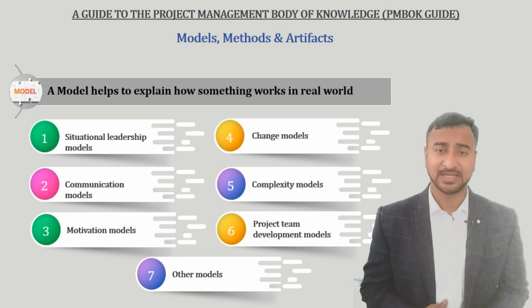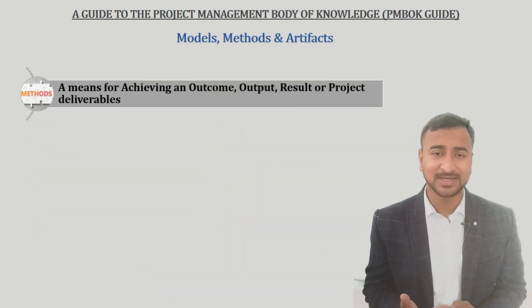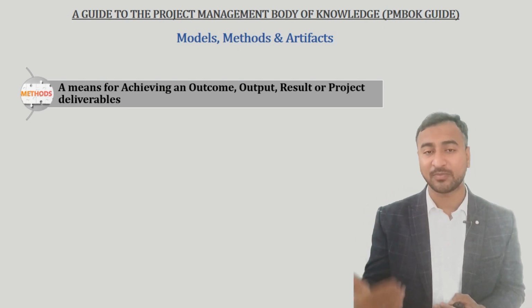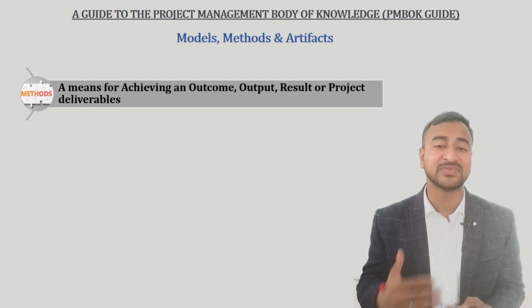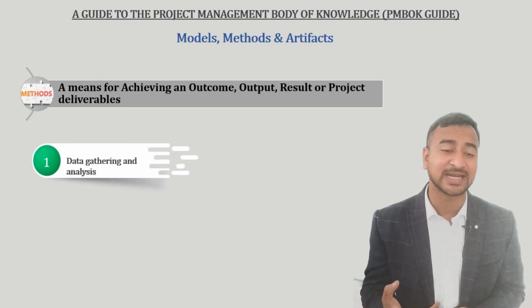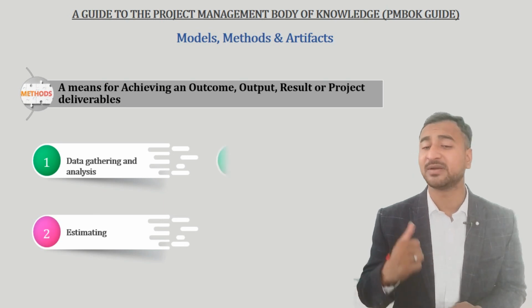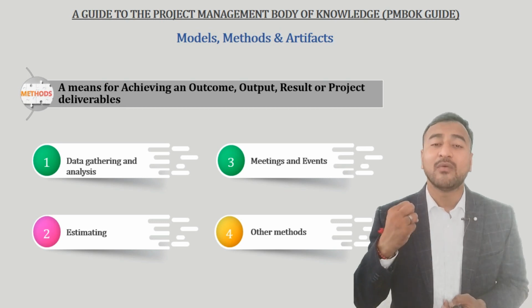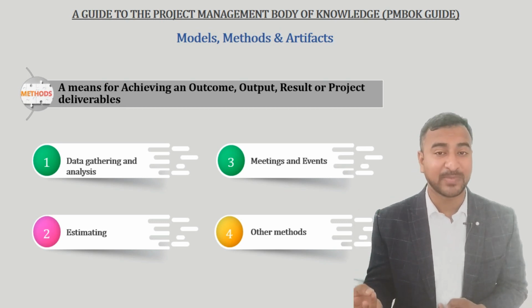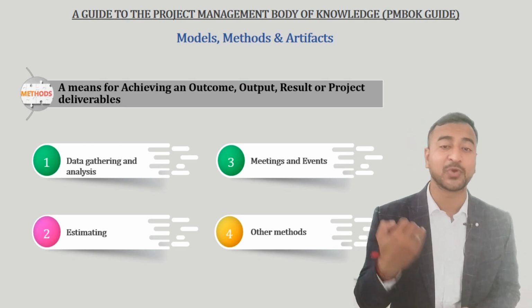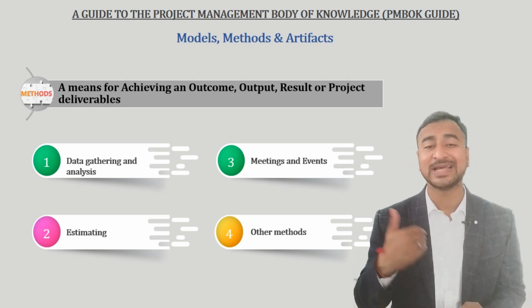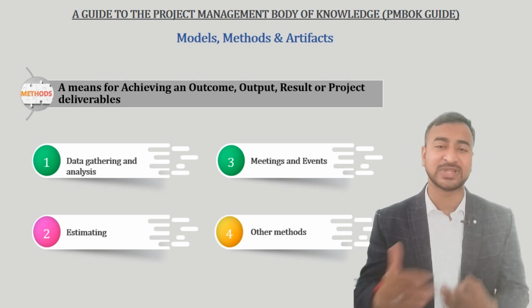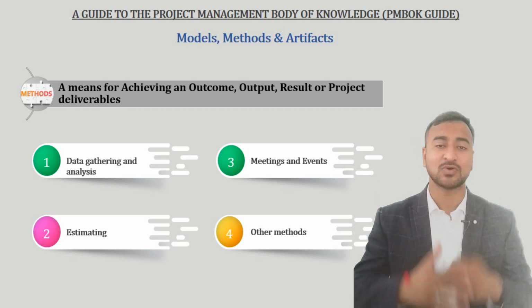Let's see that. And methods, what do you mean by a method? A very simple understanding: a method is a means for achieving an outcome or result of the project. In upcoming sessions, we will discuss in detail data gathering, analysis methods, estimating methods, meetings and events, and other methods that focus on how you deliver the project, like probability and impact matrix, lessons learned workshop, project closeout, story point estimation, net promoter score, wideband Delphi technique, and many more. There are n numbers of methods that we are going to discuss.